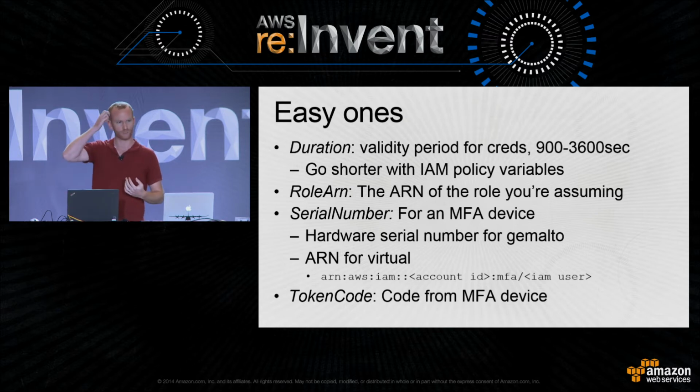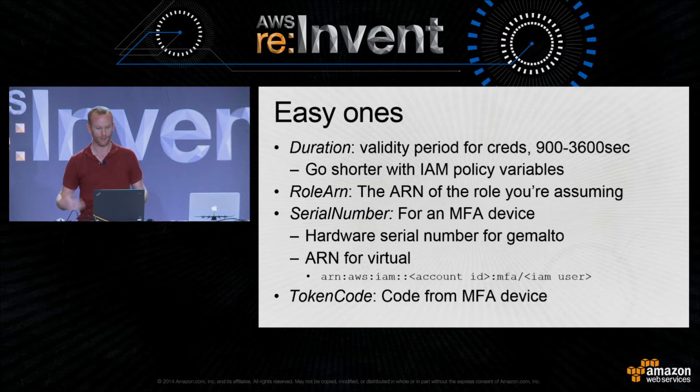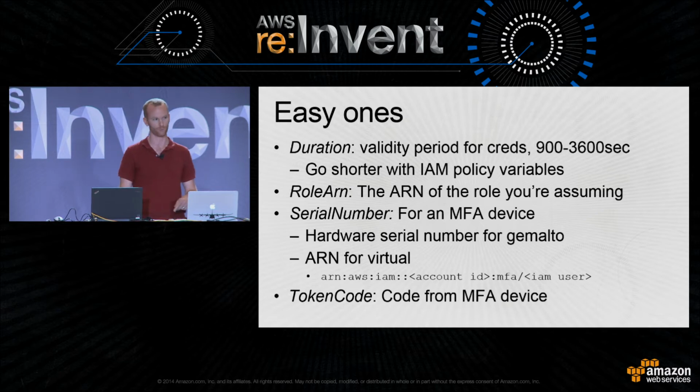So the easy ones, the ones that are totally obvious, you read the docs, you get it, right? So the duration, you pass in a duration. This is how long those temporary credentials that you get back are going to be valid for. The minimum time is 15 minutes. The maximum time is an hour. On the maximum time, there's nothing I can do to help you. If you need them longer than an hour, you're just going to have to call assume role again.